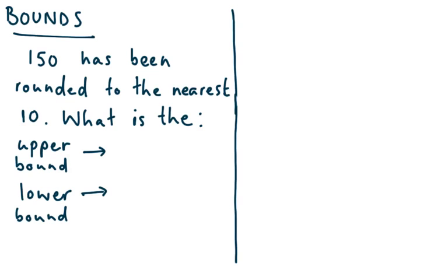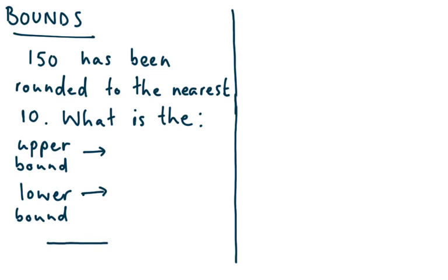So I'm going to do this question with you. 150 has been rounded. They've done the rounding for you. And they've rounded it to the nearest 10. And the question they're going to ask you is, what is the upper bound and what is the lower bound? And what that means, the upper bound is what is the biggest number it could have been if we're rounding it to 150. What's the smallest number it could have been if we're rounding it to 150?